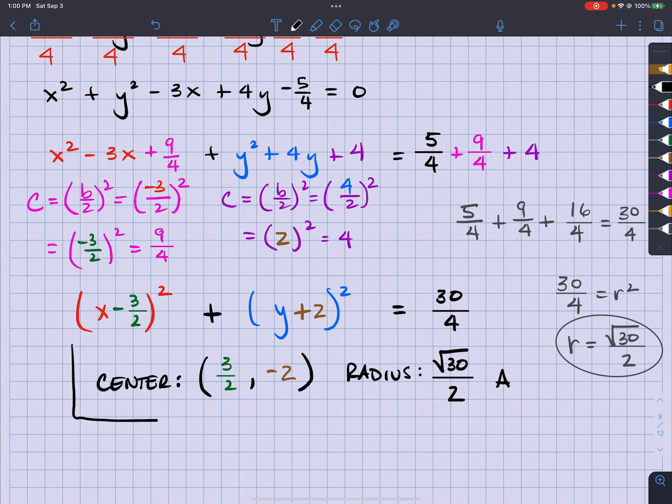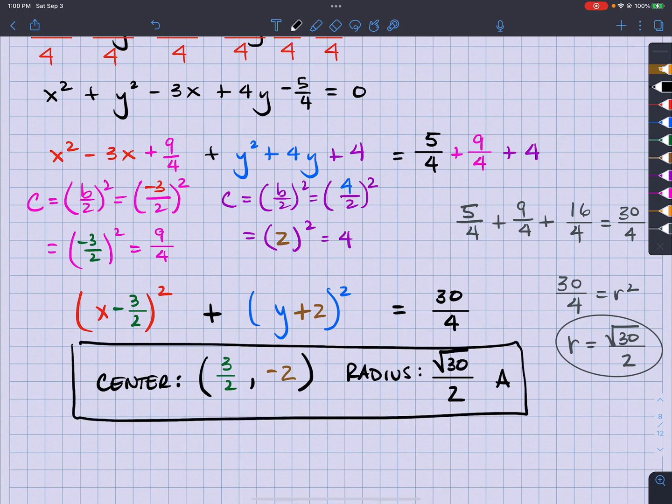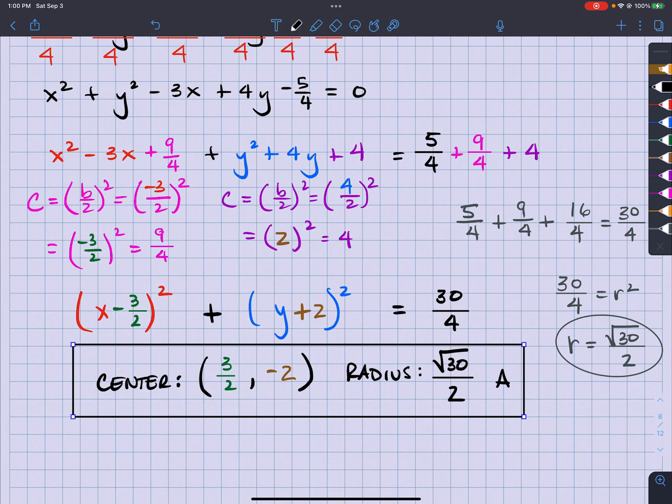And there we go. So we do need to know completing the square.